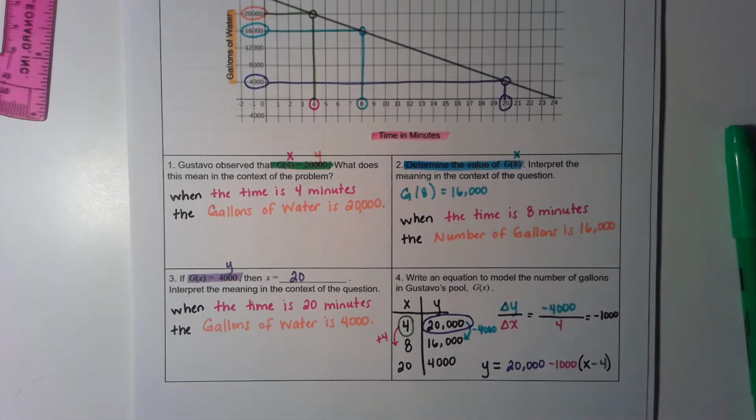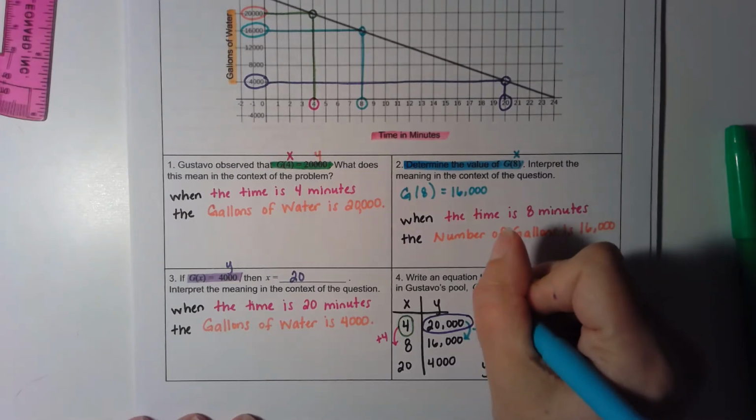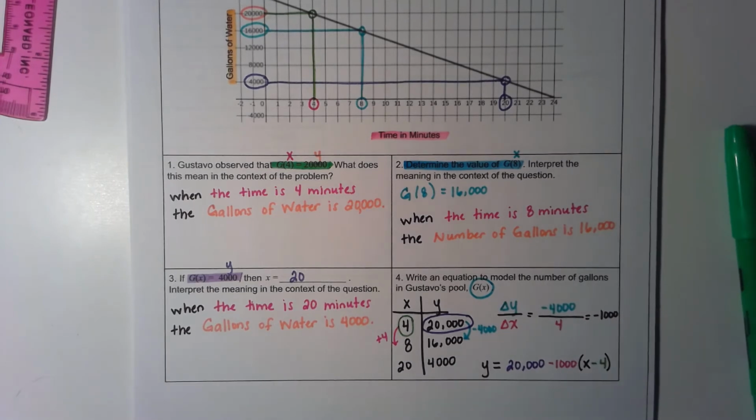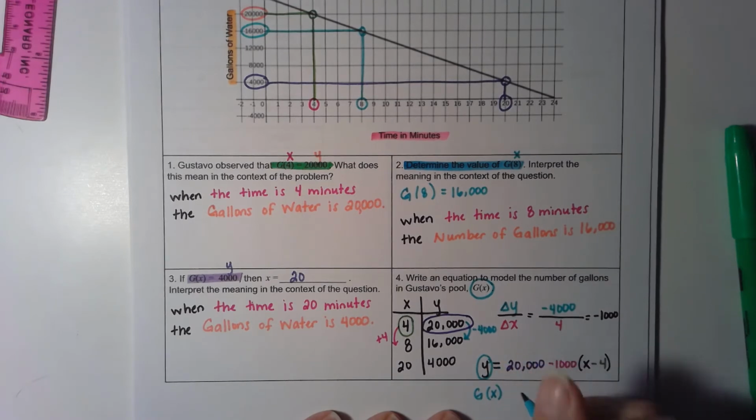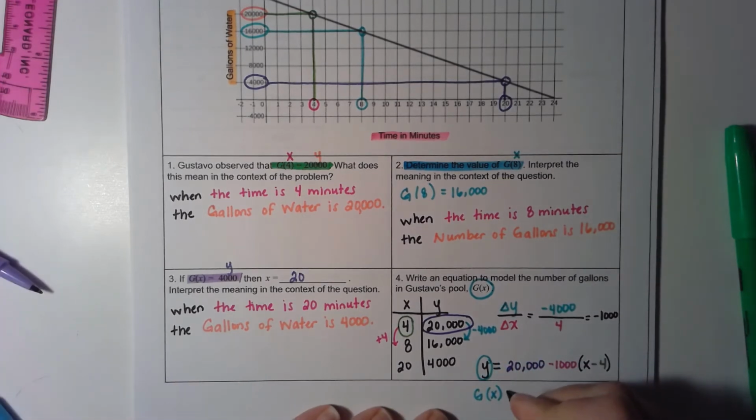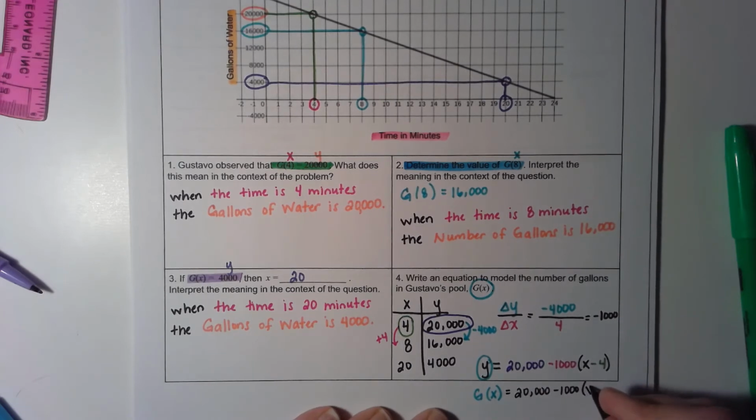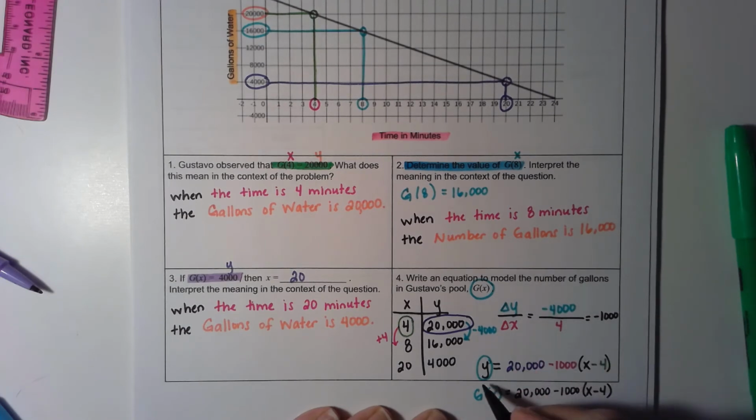Now, the last thing that I'm going to ask you to do here is, if you read the instructions, you can see that it actually says find the equation g of x. So the last thing I'm going to ask you to do here is just change the y to a g of x instead. So g of x is equal to 20,000 minus 1,000 parentheses x minus 4. And there's the equation of our line.